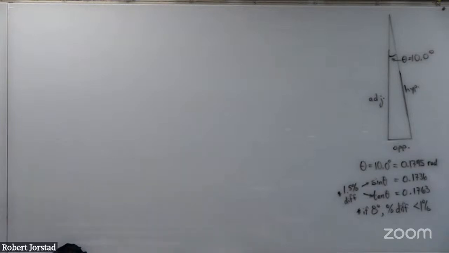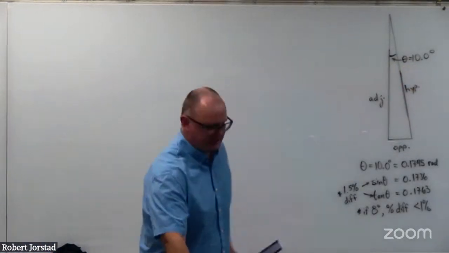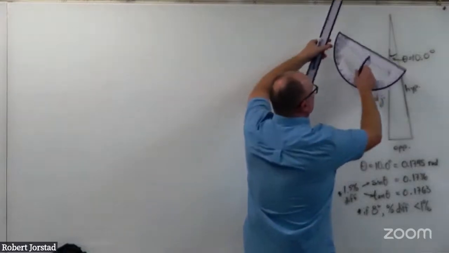And I had a ruler somewhere. Okay. Here I have a triangle that's using a 10-degree angle. And I'll just show you, I don't know if you can see this on the board very well.